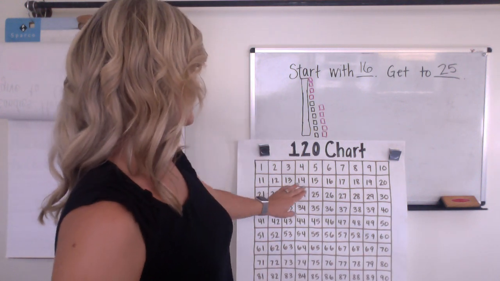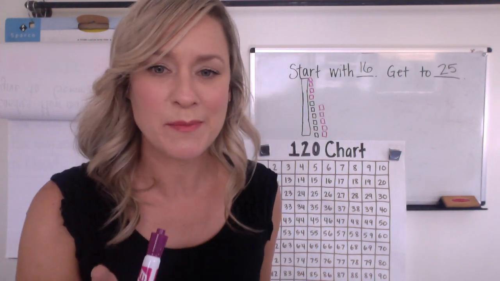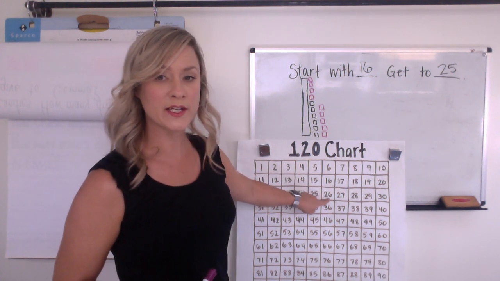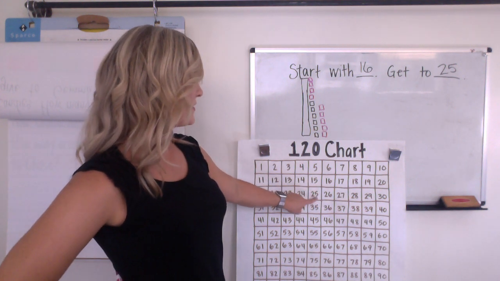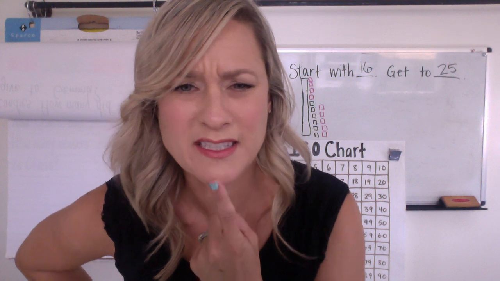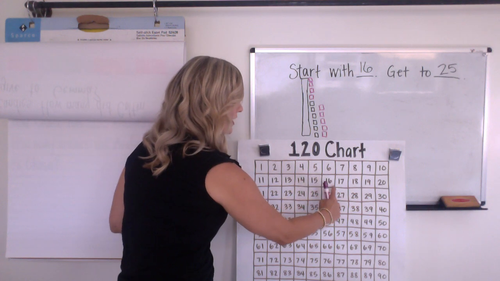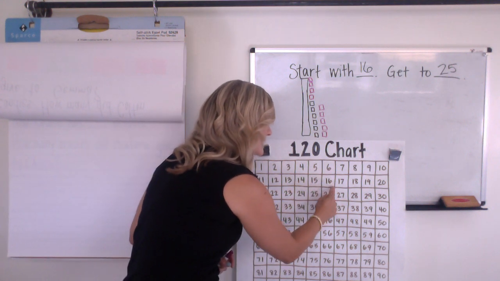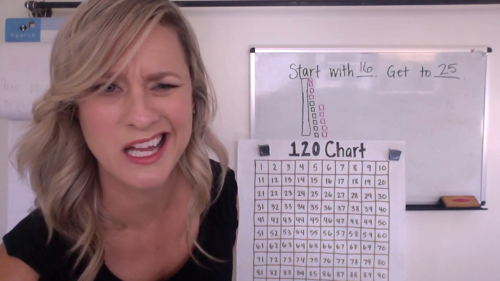So let's see. If you started with 16 and you got to 25, ooh, I have an idea. Maybe some of you realized that if you started at 16 and you hopped down one row, you'd have 26. And then maybe you'd say, oh, but we really wanted 25. So some kids may have said 11. But that would be if we hopped down one row and went over one more. But this way, 16 plus 10, and then we took off one. So that means it would be 9.